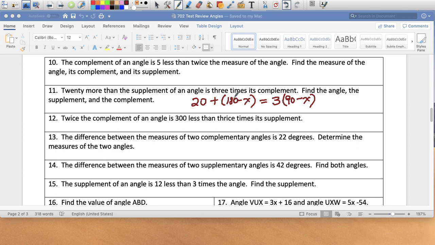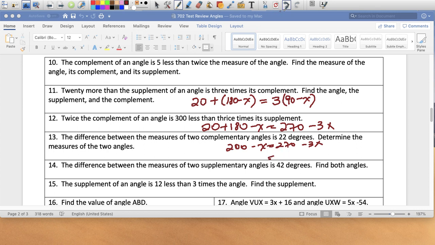Now, over here, it wouldn't have made a difference if you put the parentheses, because as you can tell when I remove it, it comes out the same way. On this side, 3 times 90 is 270. And then 3 times minus x is negative 3x. Let's do 180, this is 200, that plus, and then minus x equals 270 minus 3x. So plus x on each side.